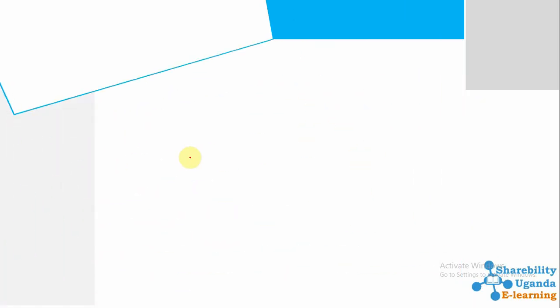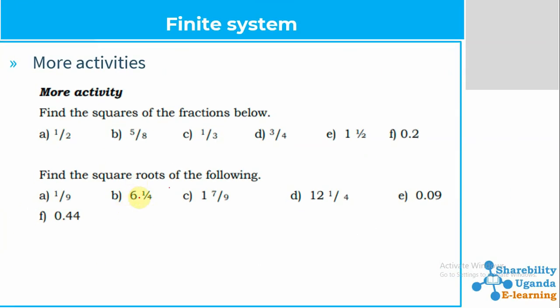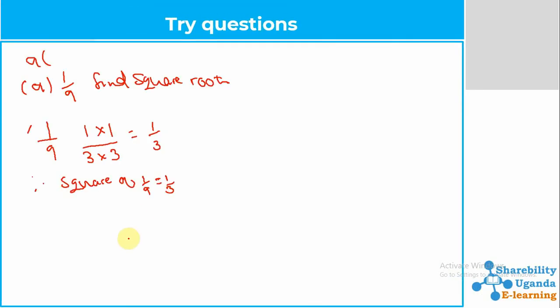Another number which is given, we have 6 whole number, 1 out of 4. Our part B is 6 whole number, 1 out of 4. So this is the number which has been given to us.